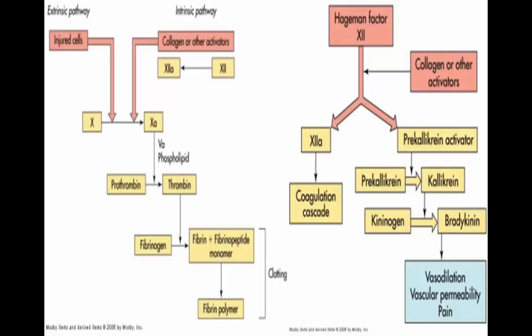Plasmin regulates clot formation by degrading fibrin. So there is prothrombin through thrombin, fibrinogen to fibrin for the formation of that meshwork. So, in addition to the coagulation cascade, we have natural anticoagulants that inhibit this coagulation cascade.